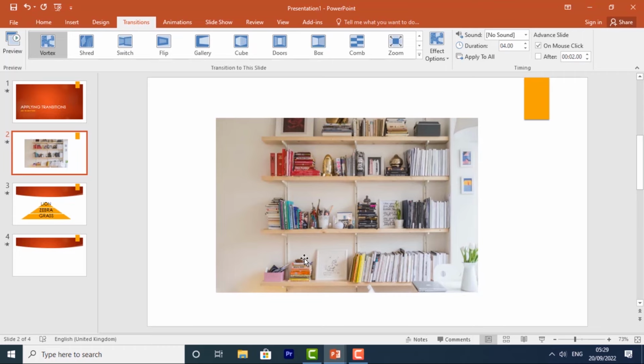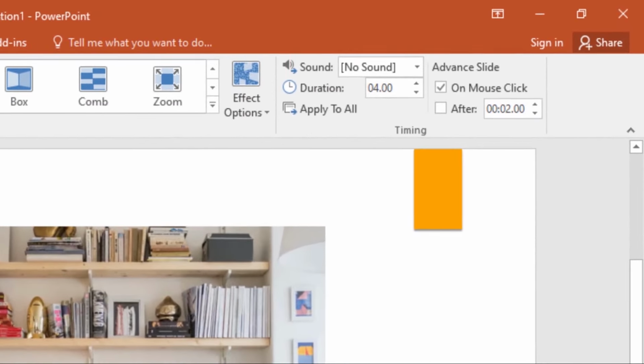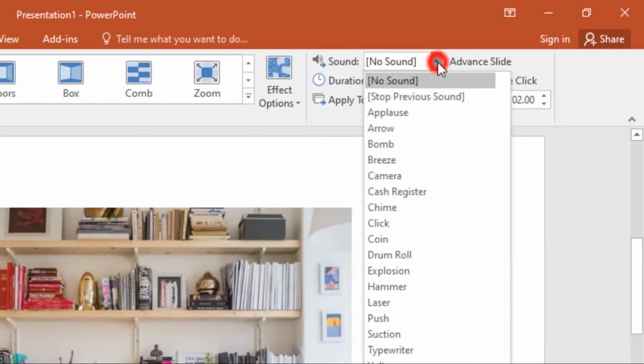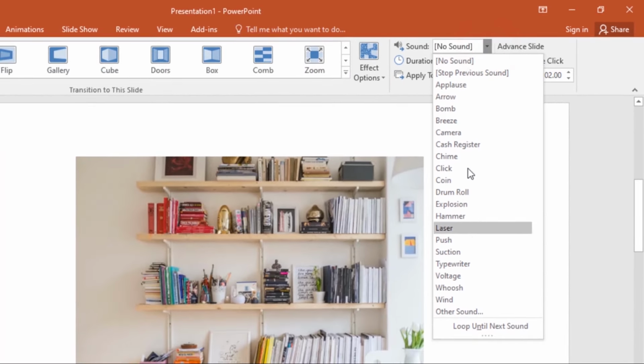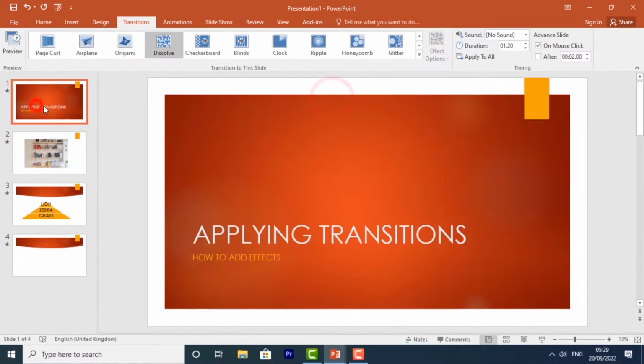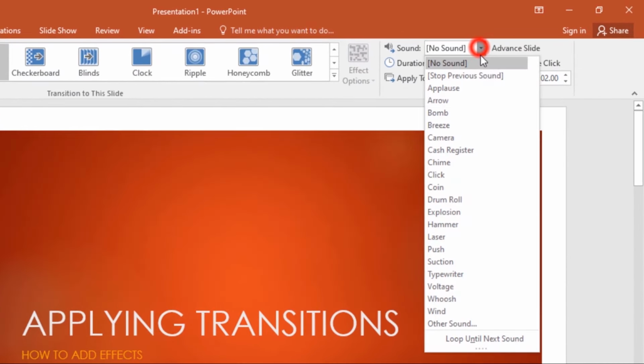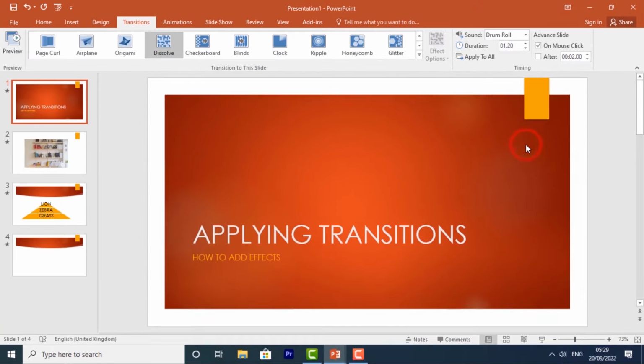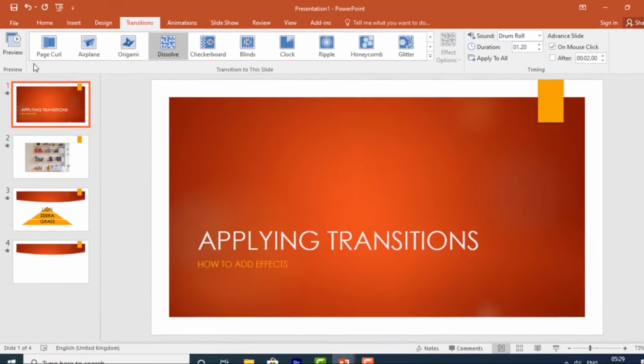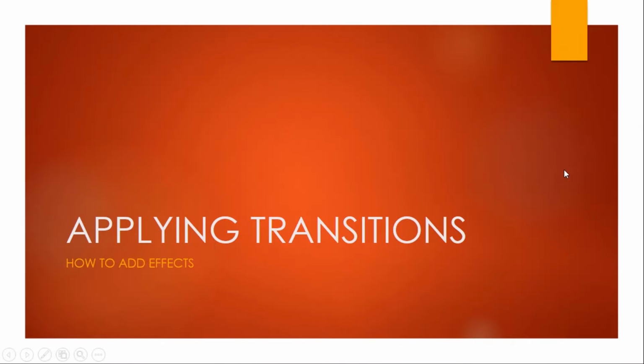Now you can also add sound effects to your transitions. All you have to do is come to the sound command, then over here click the drop down arrow and then select from this list over here. So I'll go to the first slide, come over here and select drum roll. So I'll apply that sound effect to the first slide. So if I play this from the beginning, you can hear it will give that sound effect.